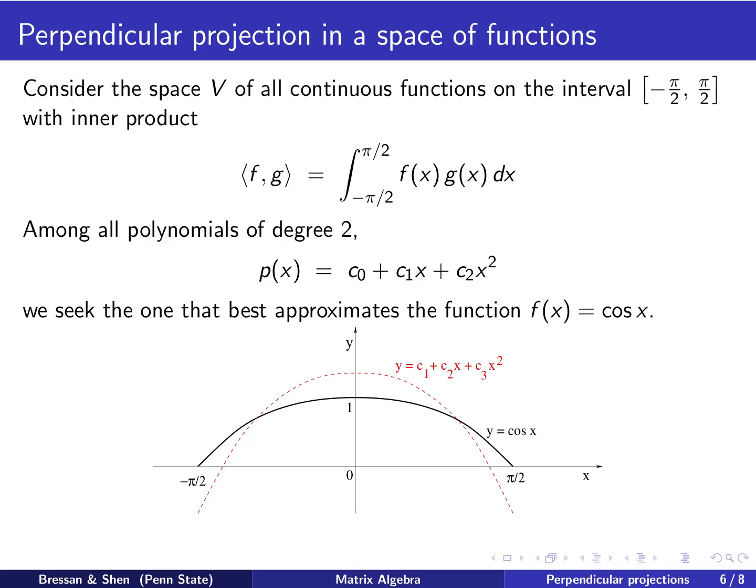And then we consider all polynomials of degree 2. Let's call it p of x, which will be c0 plus c1x plus c2x squared. This is a general form where the c's are coefficients, real numbers. So we want to seek one of these polynomials such that it best approximates the function cosine of x.